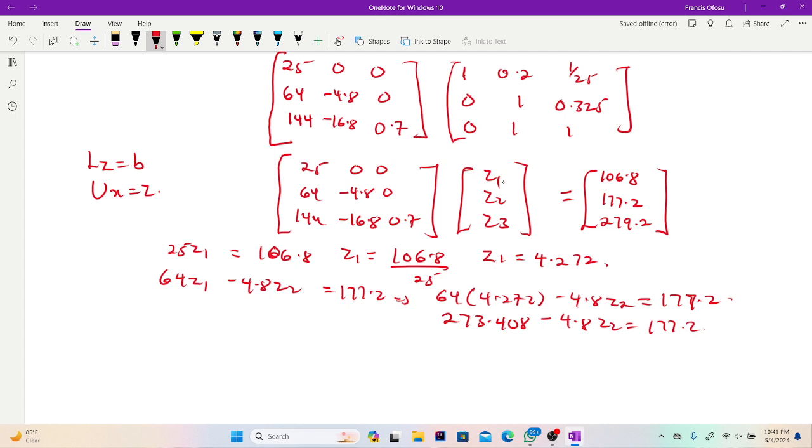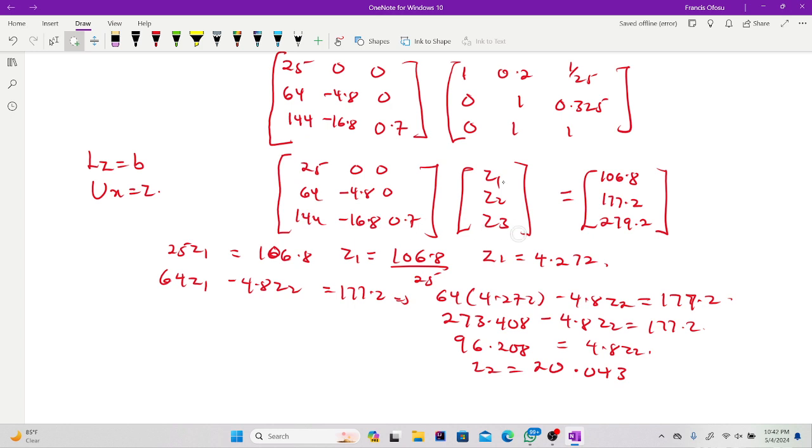Okay, so here what do I get? I'm going to get 273.408 minus 177.2. So I'm getting 96.208 to be equal to 4.8 Z2. So this divided by 4.8 should give me Z2. And Z2 is giving me 20.043. Okay, so this is Z2.